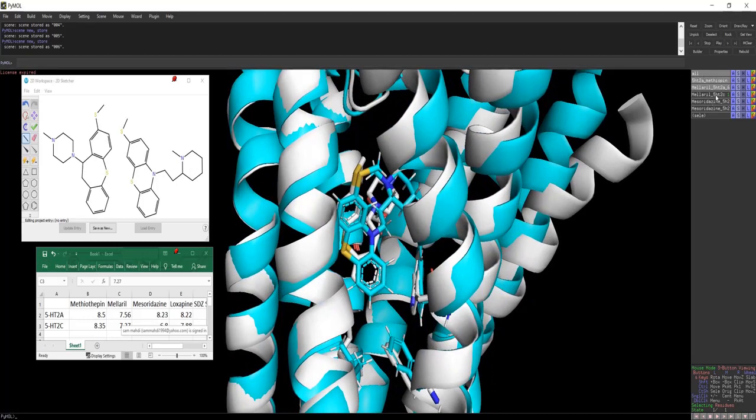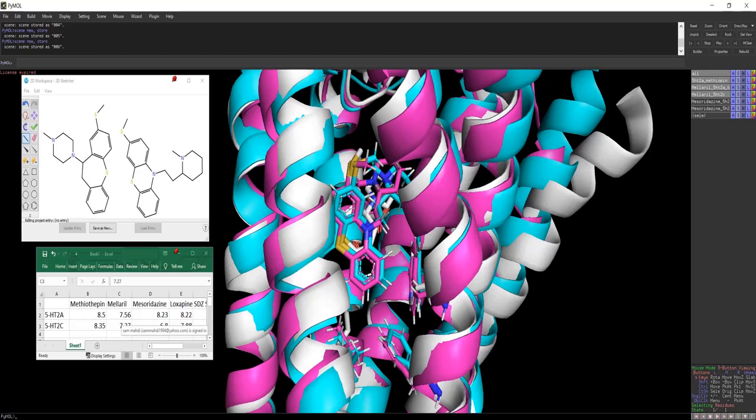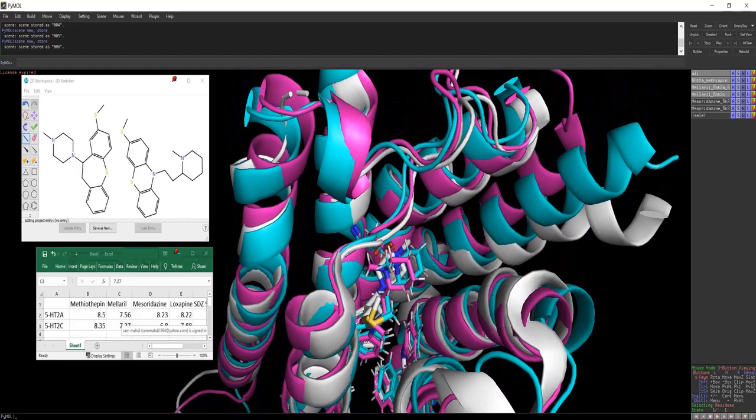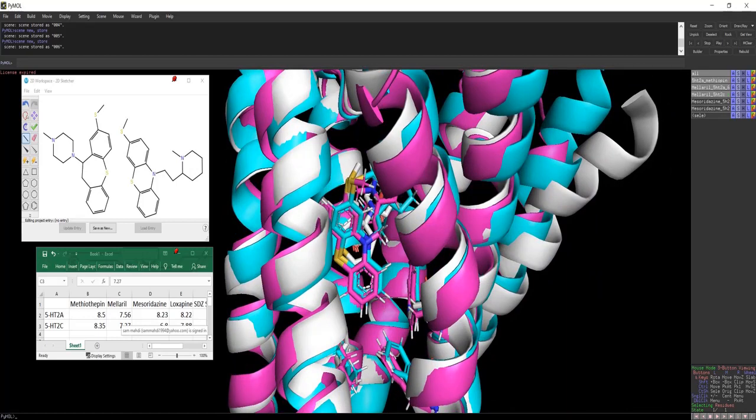Now if I also overlay the 5-HT2C docked structure, we can in fact see that it binds identical to the 5-HT2A docked structure. It has the same interactions down here, and again, the nitrogen is in the proper position to interact with the aspartic acid. So we can see that all these interactions that melloryl has with 5-HT2A and 5-HT2C are similar. And that can explain why it's not really selective for one or the other.